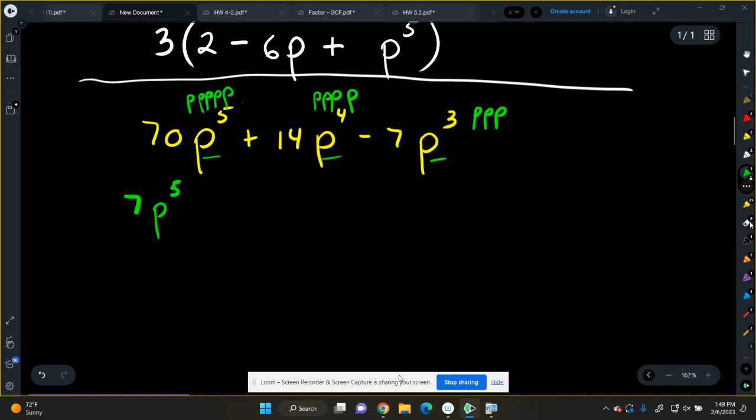So what we do is we take the lowest number of p's out. This is p to the 3rd, so I take p to the 3rd out. Okay?